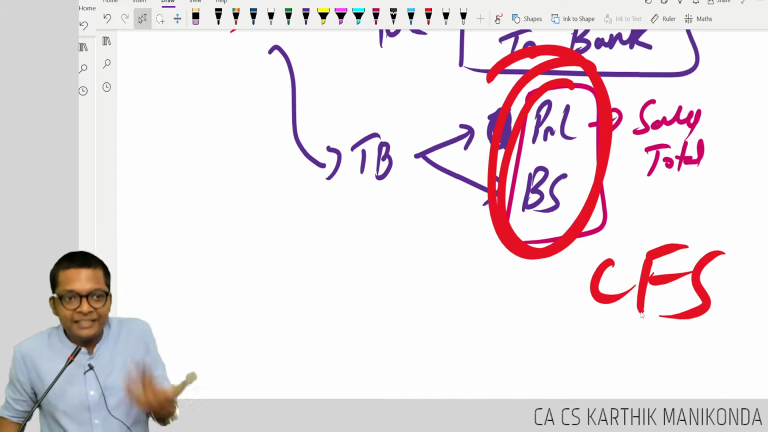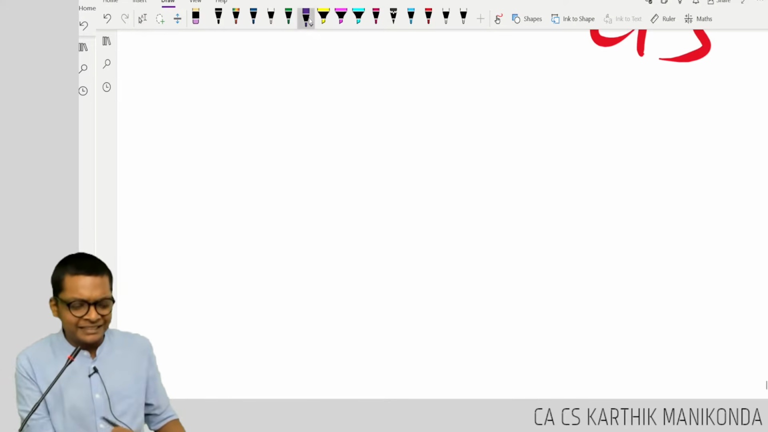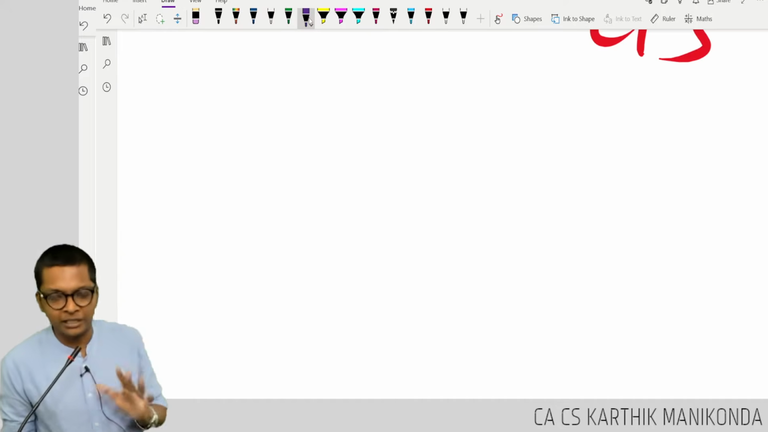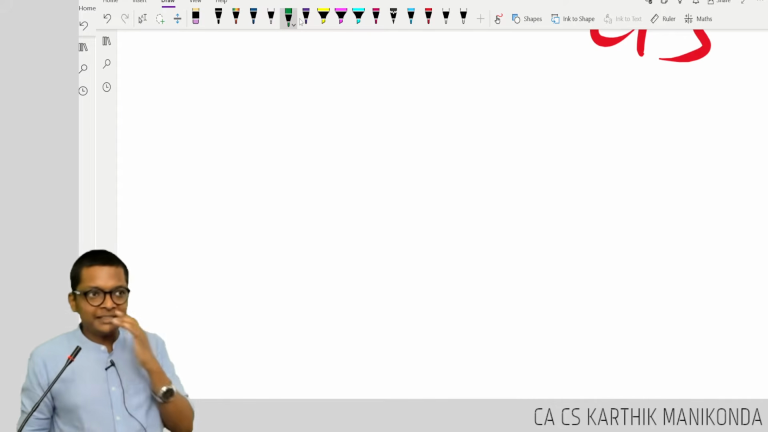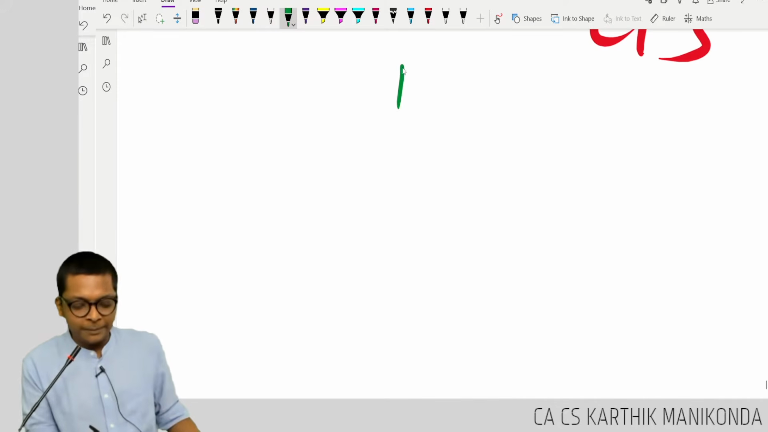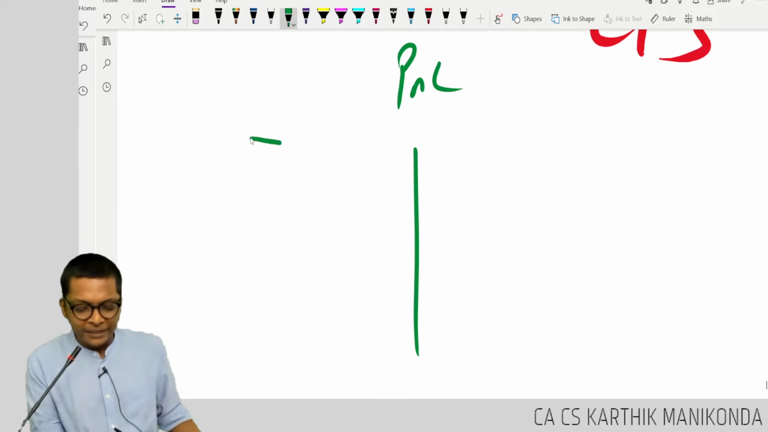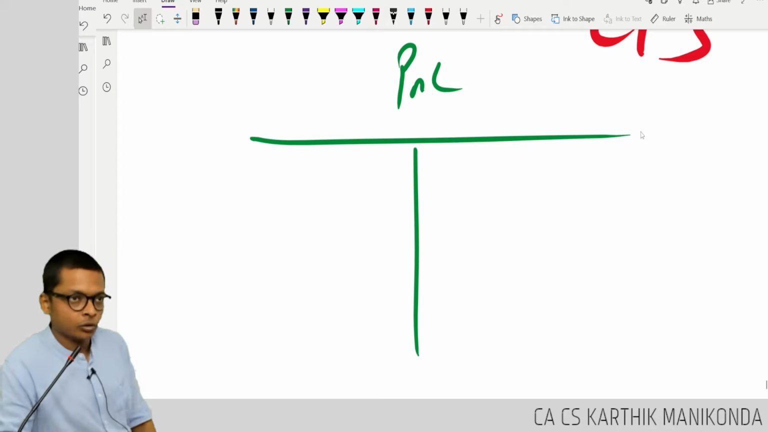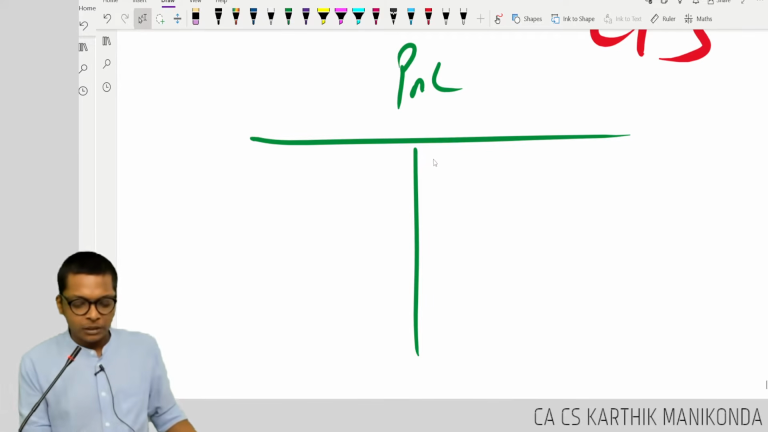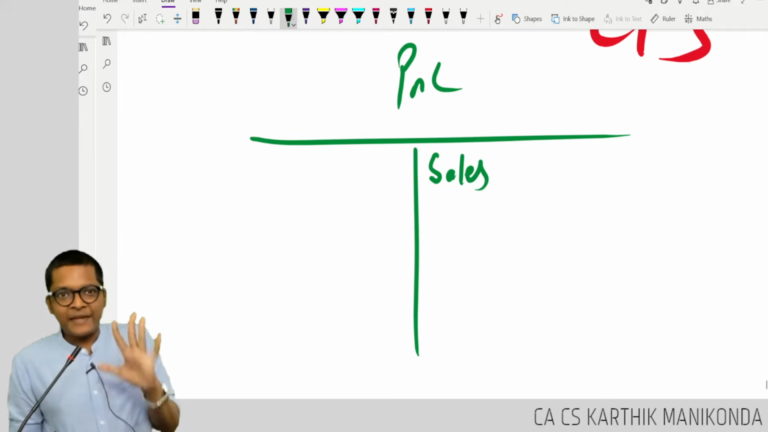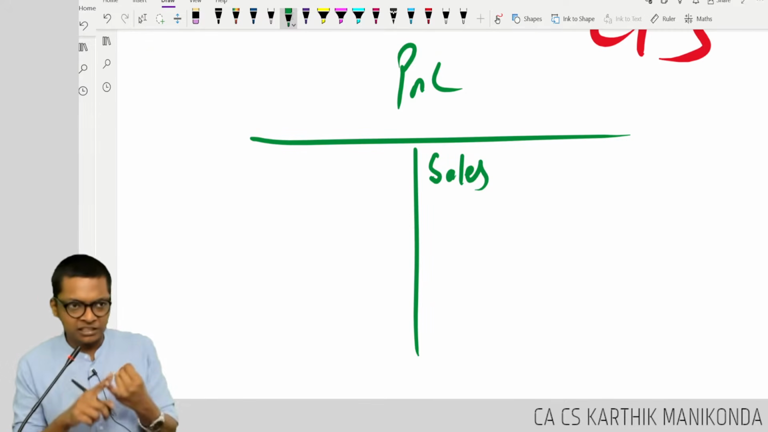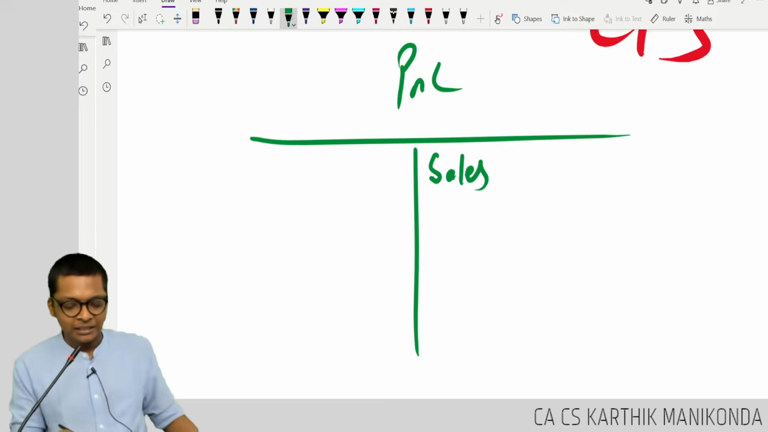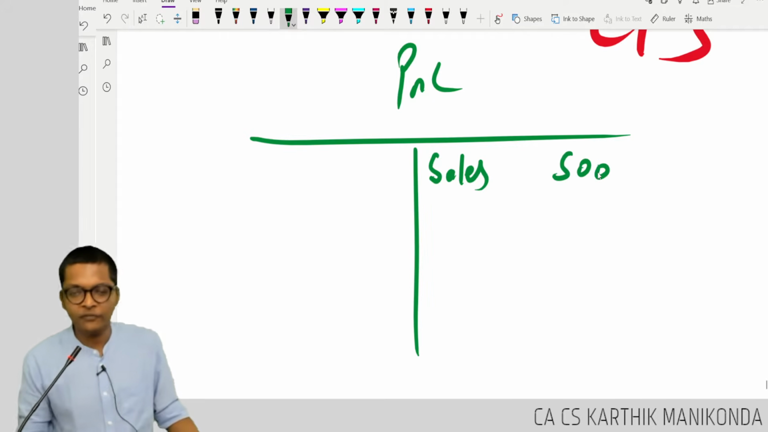First, why is this method there? Will they ask this in the exam? No. Why the method? No, they won't ask. Let's learn the method now. That means I know I have to start with the P&L. So let me prepare one dummy P&L account and let's try to prepare the cash flow from this. Okay. So let me write sales. Assume everything here is cash. Cash sales, cash purchase. Okay. Sales is 500.